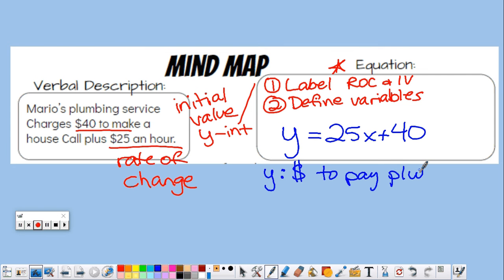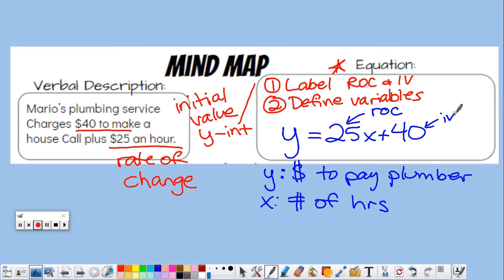That's why it's very important that you define your variables. Otherwise, it can get confusing very fast. Money you pay the plumber versus x. What is the x value? The hours that he's coming. Number of hours. Very good. So I'm going to label my rate of change and my initial value. What's another name for initial value? Y-intercept. Another name for my rate of change is slope. Very good.